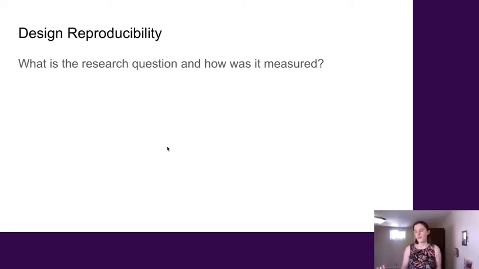So when we think about design reproducibility, perhaps the most important question is, what is the research question and how was it measured? And a lot of times what we're thinking about here is what in my field we would call validity, right? To what extent does the measure that we've gotten actually capture the construct that we care about? I know that term validity has slightly different senses in different fields, but that's how we use it in my world. And so we should be able to reproduce the thought process that went into determining that a particular measure is reliable and valid, right?